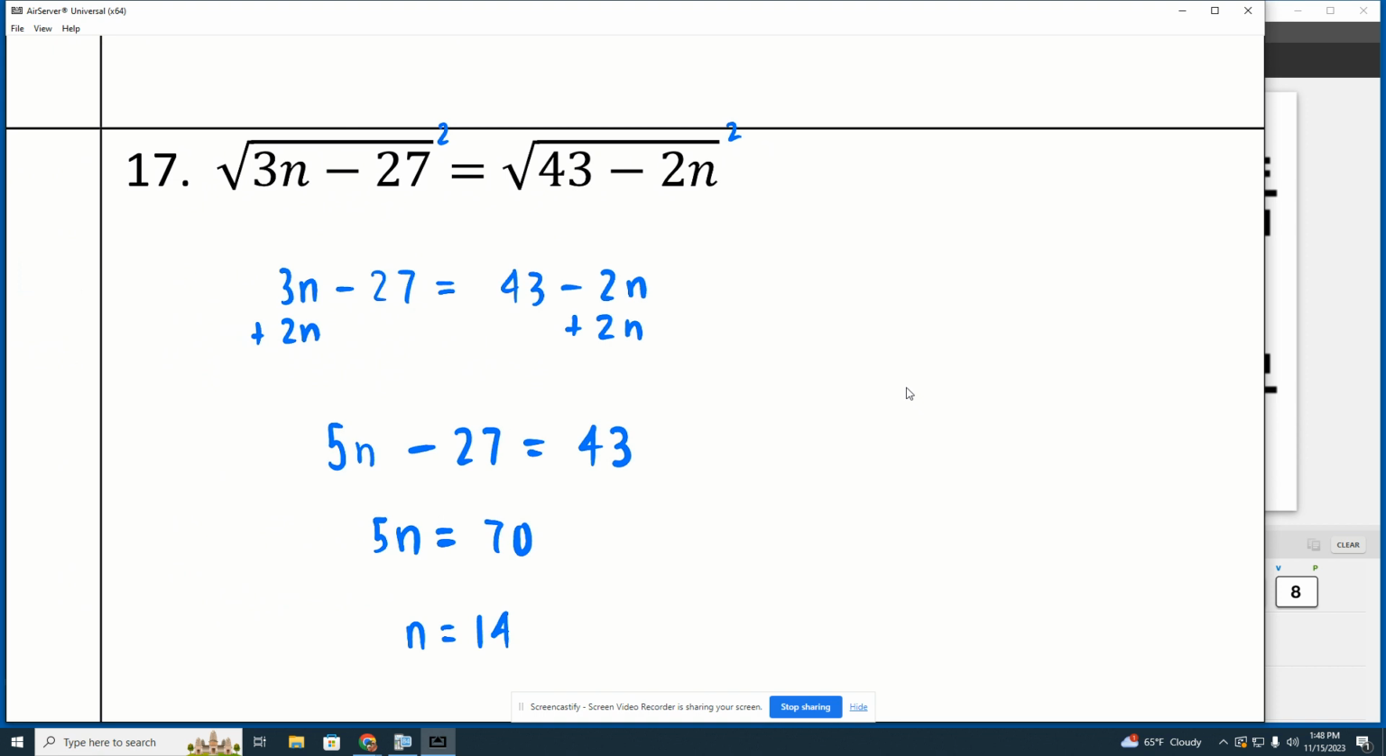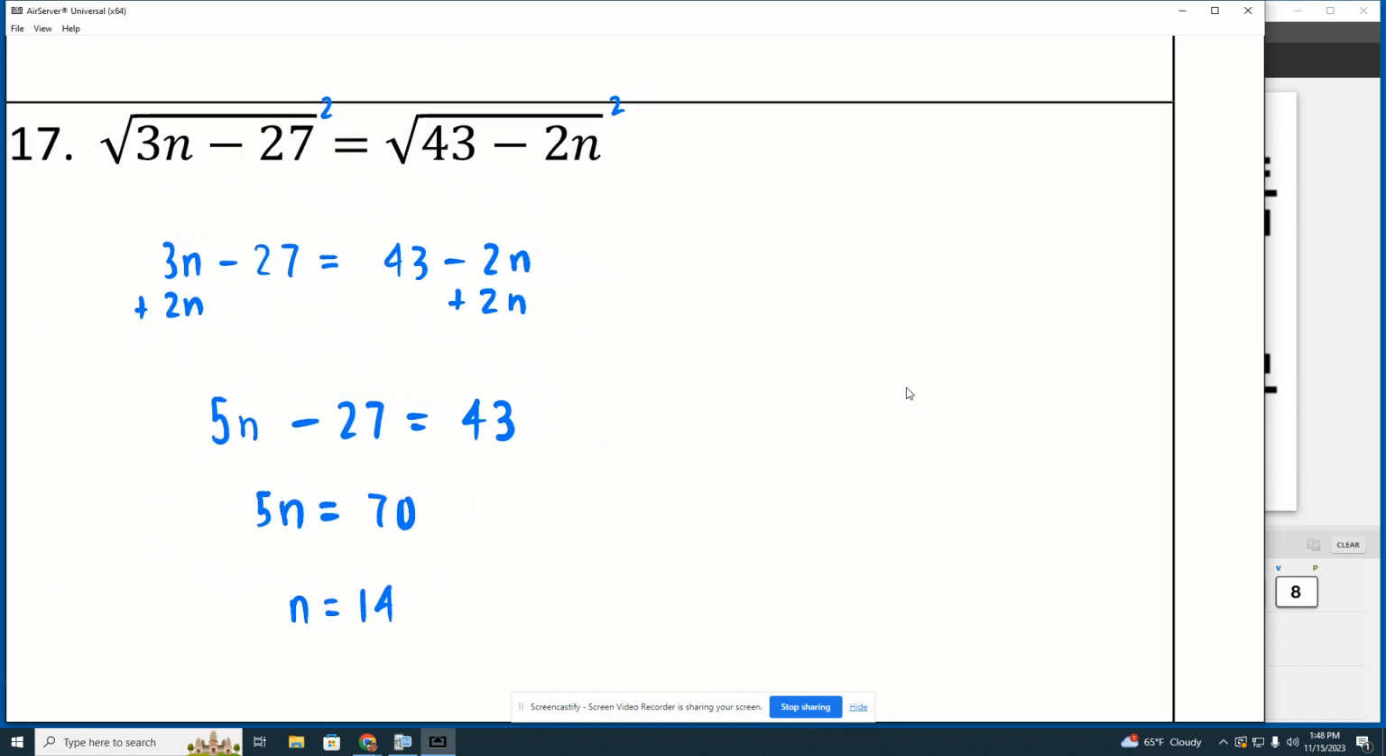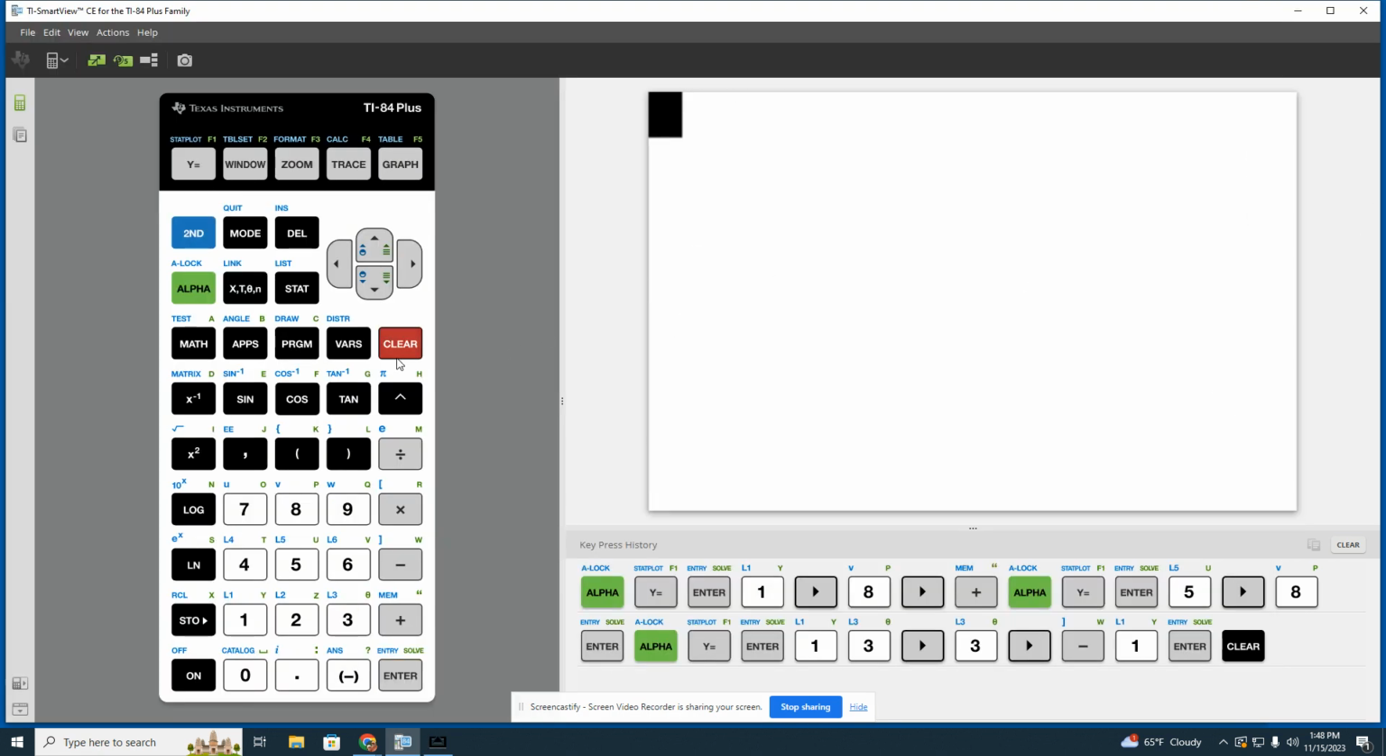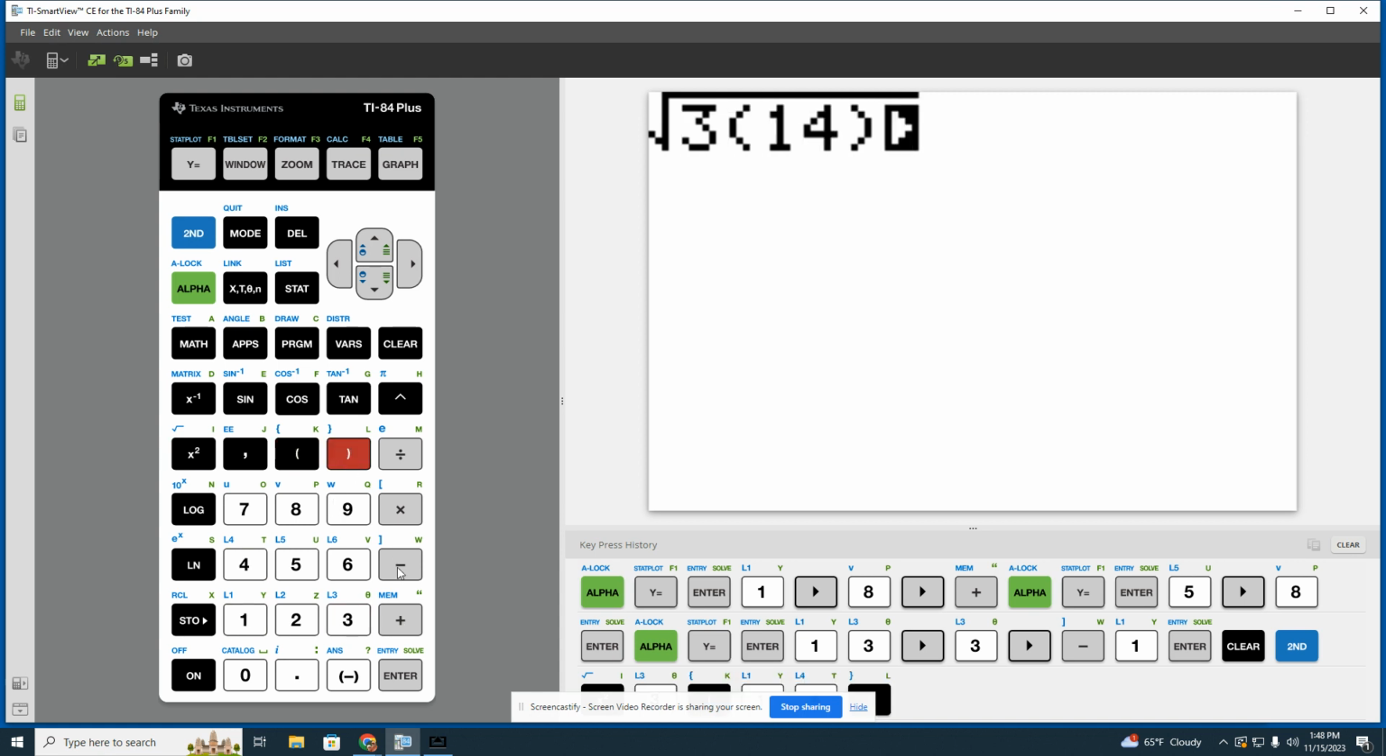Now again, every time we've been checking our work, and this is not going to change. We're going to still do the same. So I go back to the originals. On the left side, I type in the square root of 3 times 14 minus 27. Now I don't have that written on my paper, so let me go type it in real quick with you. We're going to go square root of 3 times 14 minus 27.